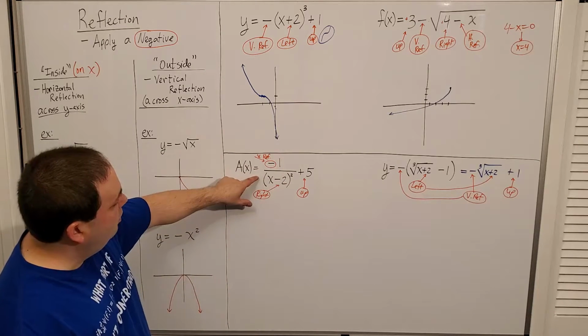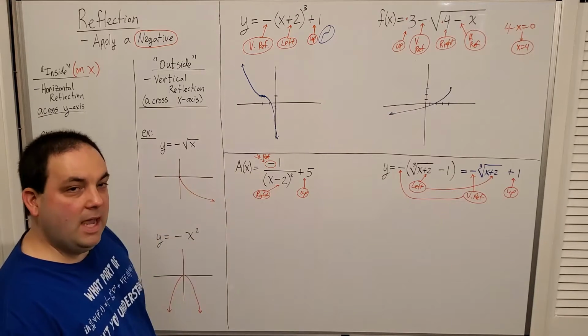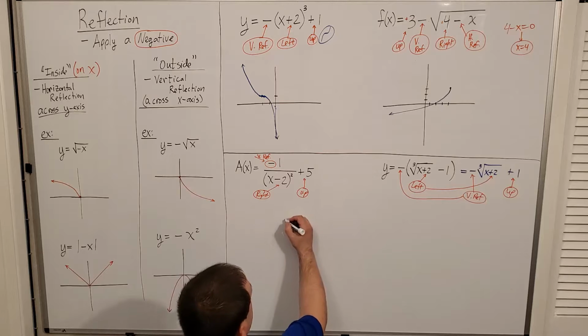So here we go with another one of these rationals. Remember, these don't go through the actual center point. I need my guidelines on this one. I'm going to start with my X and Y axis.